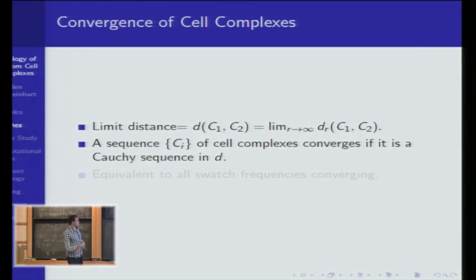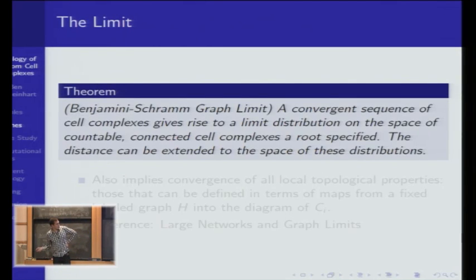And we say that suppose we have a sequence of cell complexes. We look at their probability distributions of local configurations, and we say it converges if it is a Cauchy sequence in the distance d. And note that if the sequence of cell complexes converges, that is equivalent to all swatch frequencies converging. The probability of any local configuration inside these cell complexes converges. And we can connect this to the theory of Benjamini-Schramm graph limits. And a corollary of that theory tells us that if we have a convergent sequence of cell complexes in this distance d, that gives rise to a limit distribution on the space of all countable connected cell complexes with a root specified.